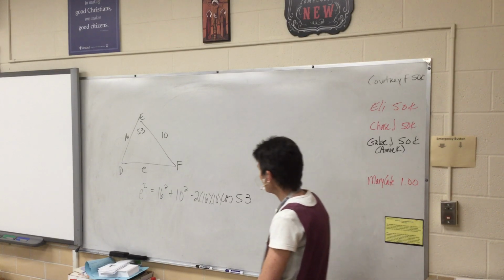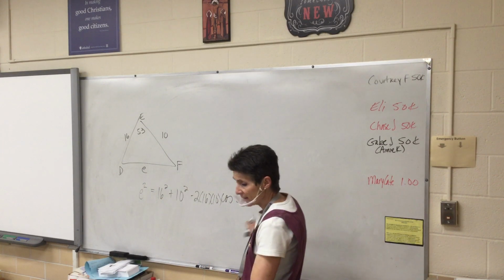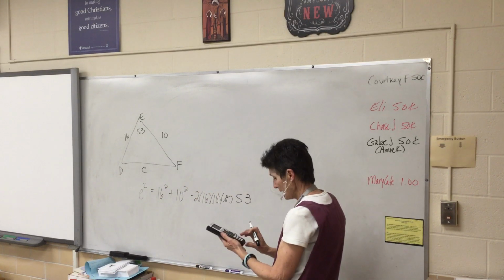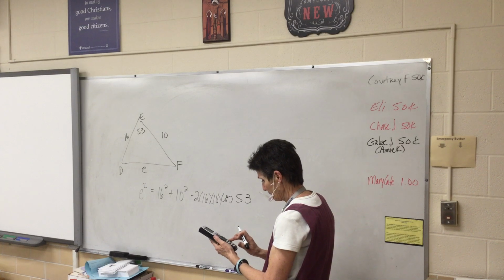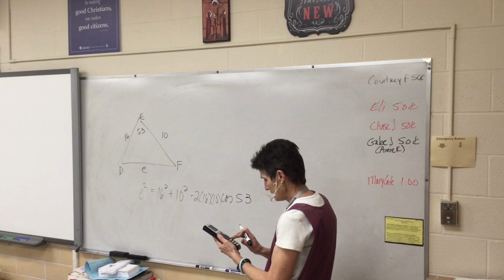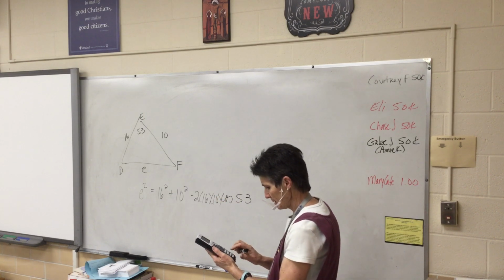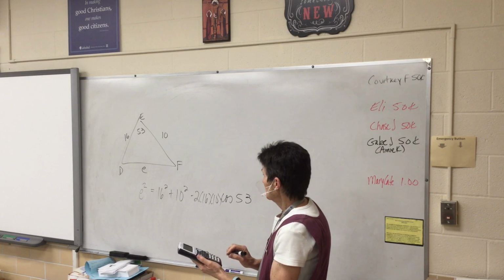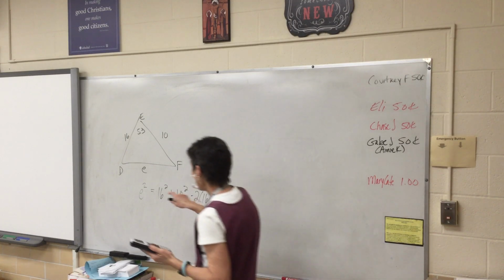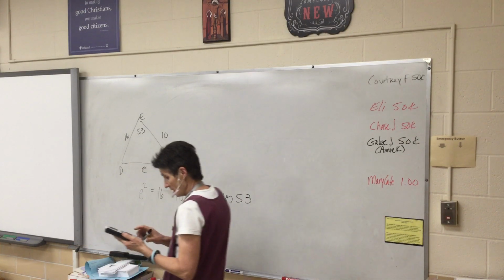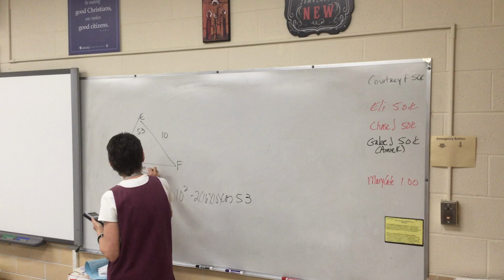And this one is easy to type in, guys. Look, the variable is over here all by itself. Just type all that in, and that's what you're going to have. So 16 squared plus 10 squared minus 2 times 16 times 10 times cosine, remember this is a times right here, times cosine 53. Now you're going to get a big number, you're going to get 163, but remember that is actually e squared. So we need to square root that, and e should be 12.78.